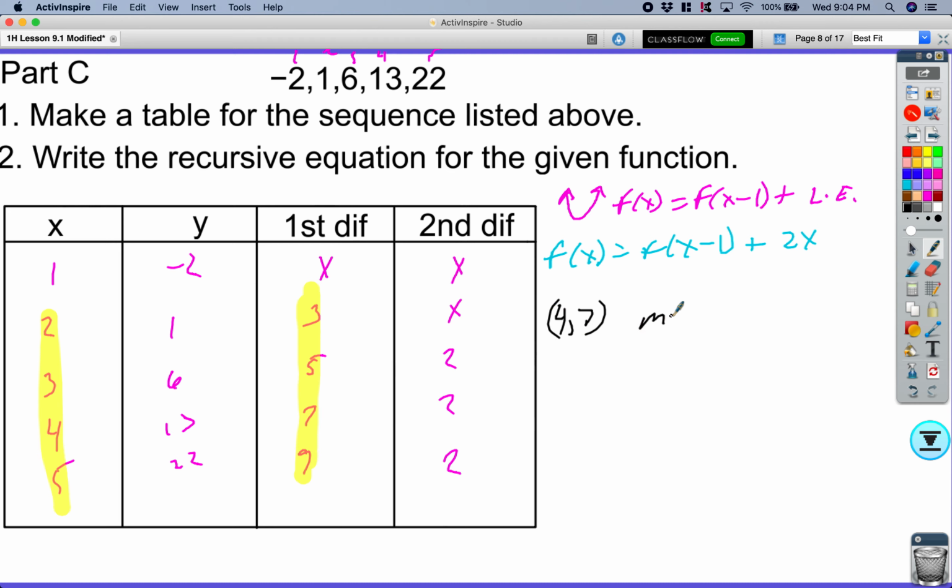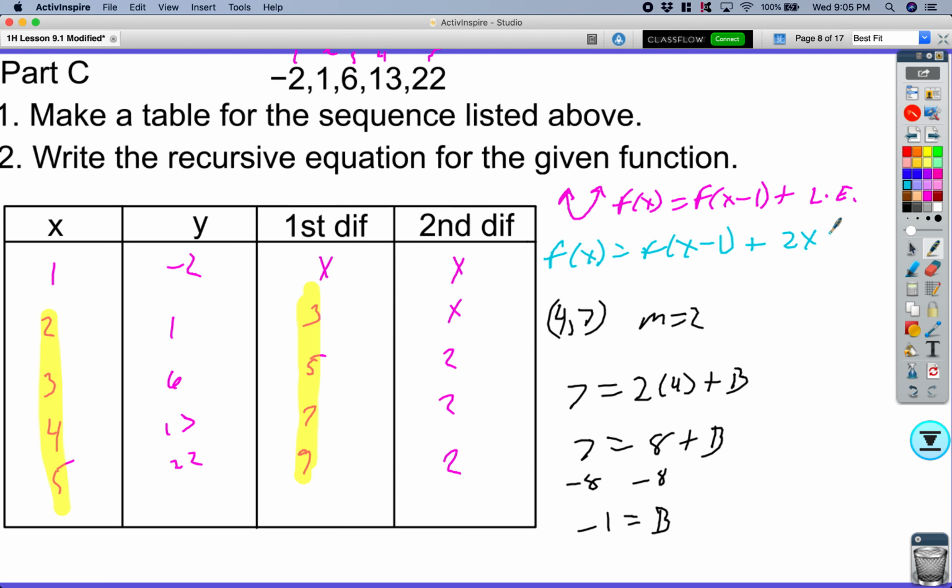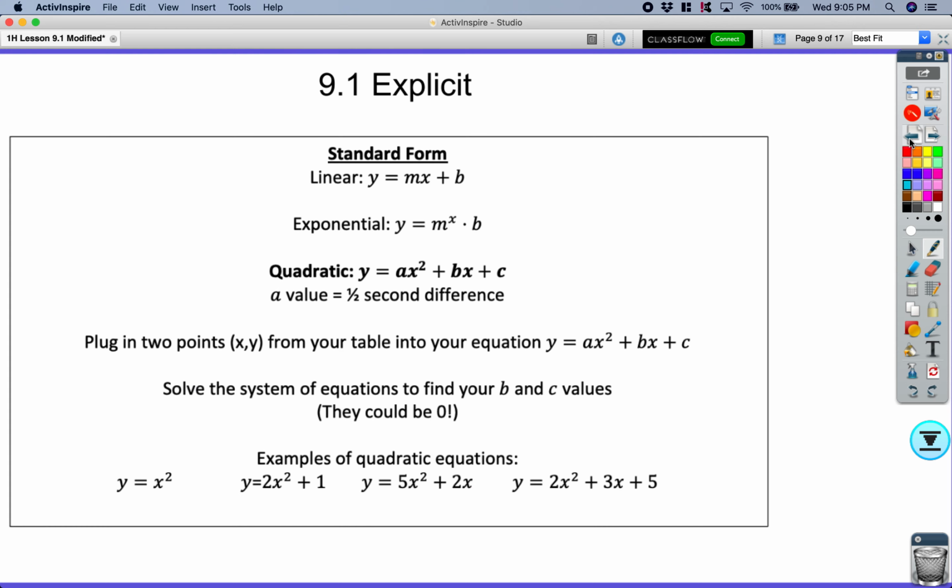So I have a slope of 2, so when I plug all this in, 7 equals 2 times 4 plus 1, plus b. This will give me 7 equals 8 plus b, and when I solve for b, I'm going to get -1 equals b. So now that I have that, I can go ahead and write my recursive equation: f of x equals f of x minus 1 plus 2x minus 1. And that's it for recursive.